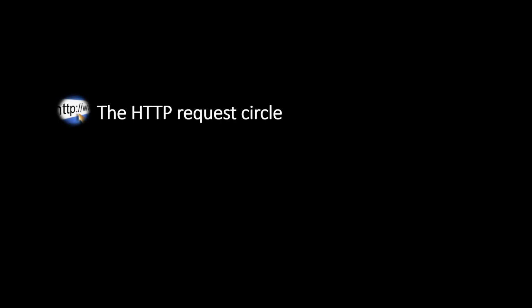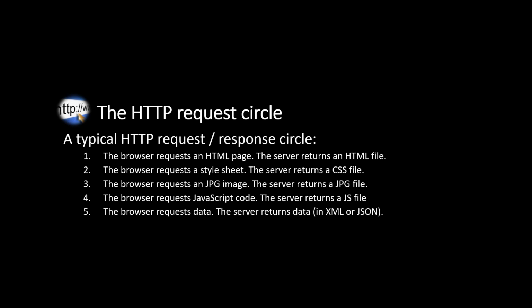The HTTP request cycle. A typical HTTP request response cycle has 5 parts. First, the browser requests an HTML page. The server returns an HTML file. Second, the browser requests a style sheet. The server returns a CSS file. Third, the browser requests a JPG image. The server returns a JPG file.